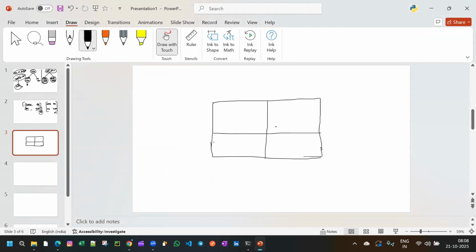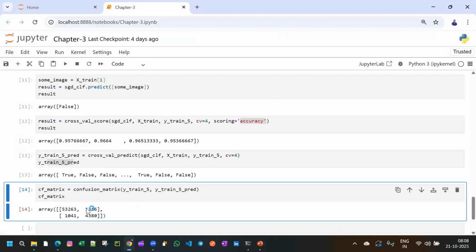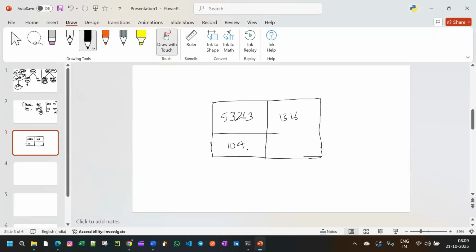So the first value is 53263, then 1316, 1041, 4380. So this is my confusion matrix values. Clear so far? Okay. So understand this one.